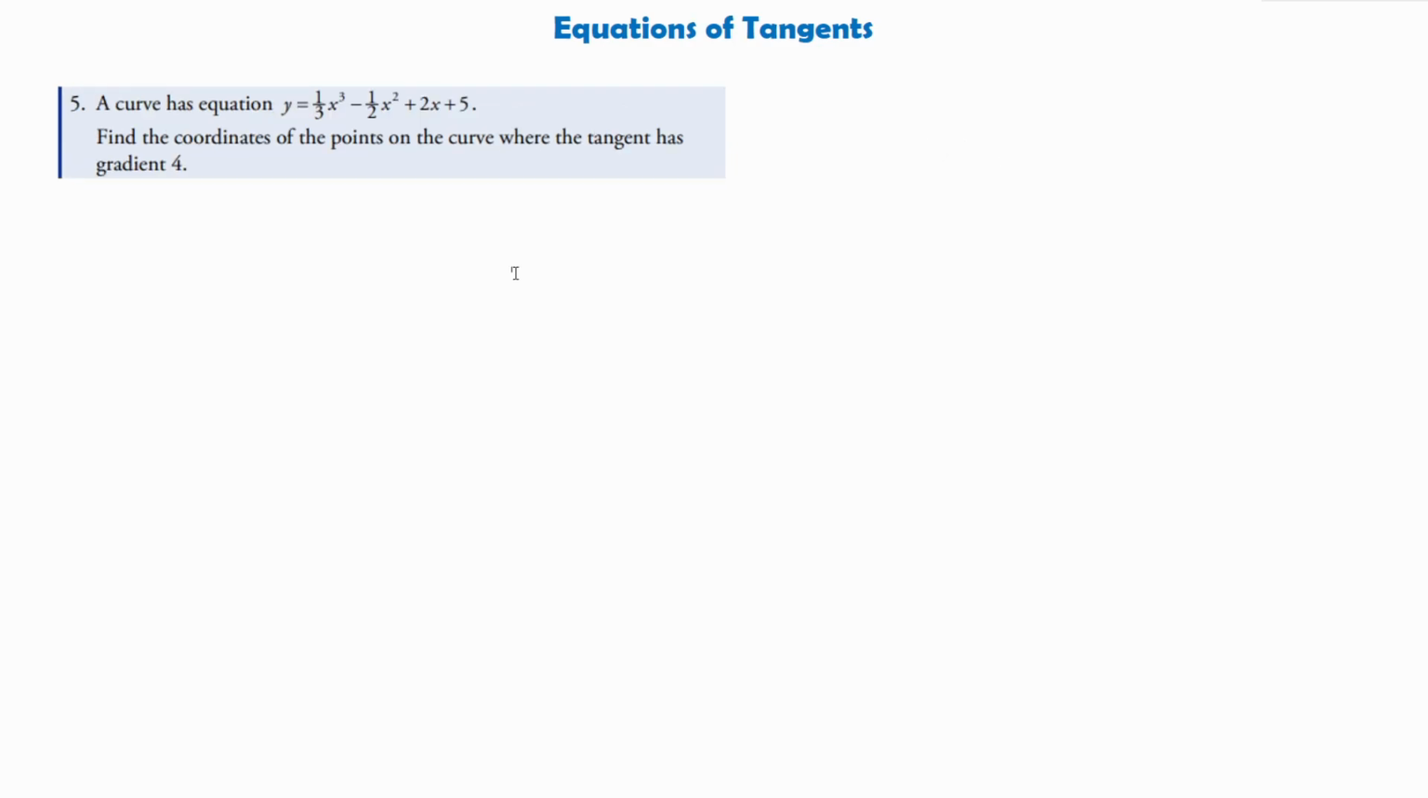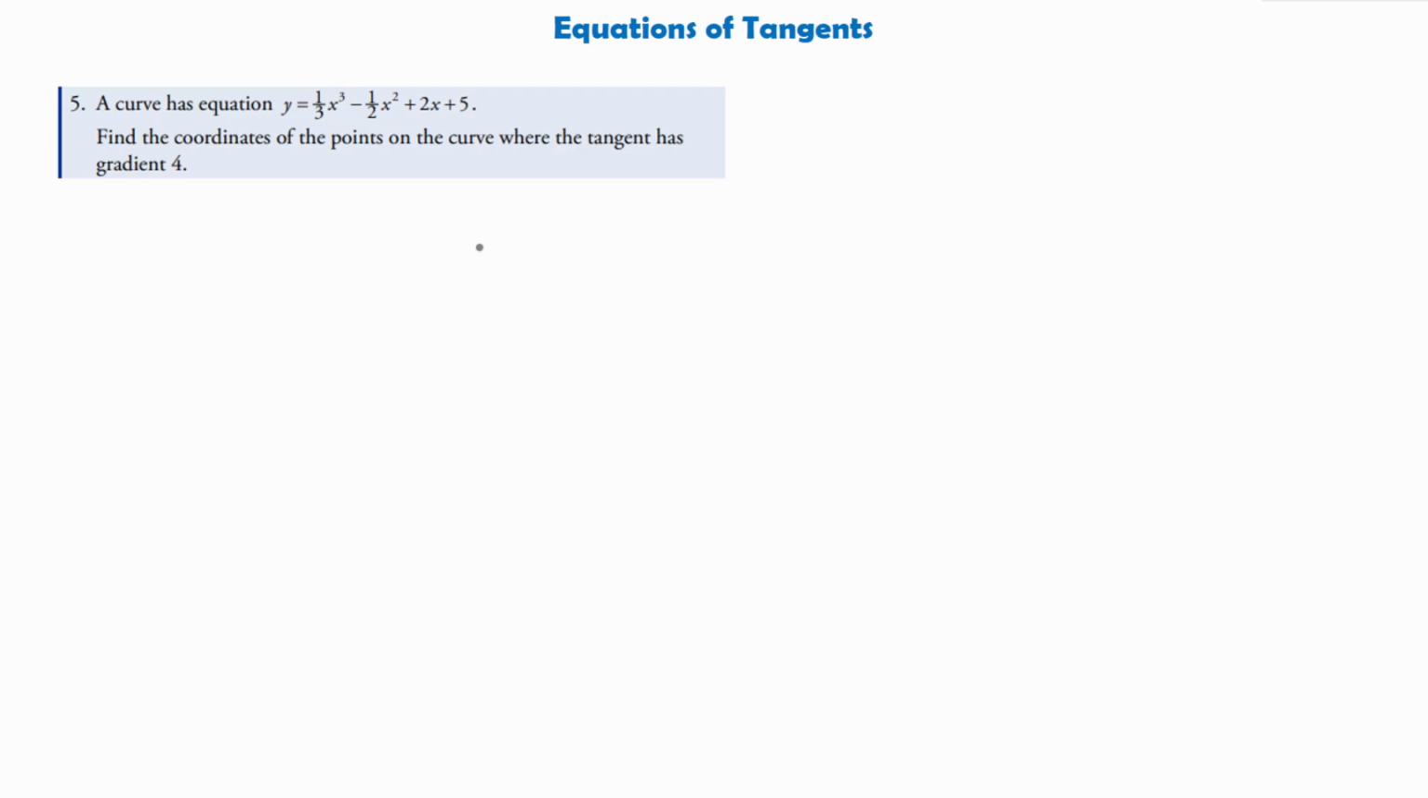So we'll do one more slightly trickier example to finish off this video. We are told that a curve has equation y equals, and oh boy, we've got a lot of fractions here. We've got 1/3 x cubed minus 1/2 x squared plus 2x plus 5. So quite a few terms in this. It just means a lot of differentiation. And we are asked to find the coordinates of the points along the curve where the tangent has gradient 4.